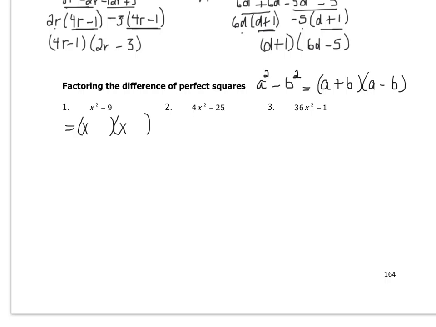x and x, and square root of the second term would be 3 and 3, and one would have a plus and one would have a minus. And the second one also has that pattern of 2x times 2x, 5 times 5, so it would have factors 2x plus 5, 2x minus 5. And the last one, again, that would be 6x times 6x, 1 times 1. So that would be 6x plus 1.